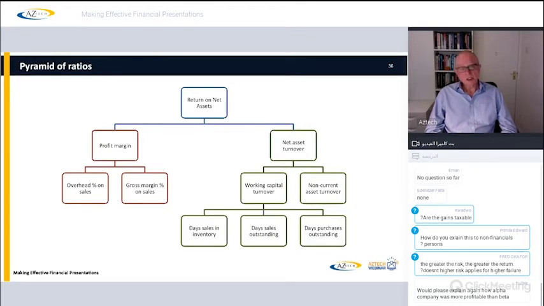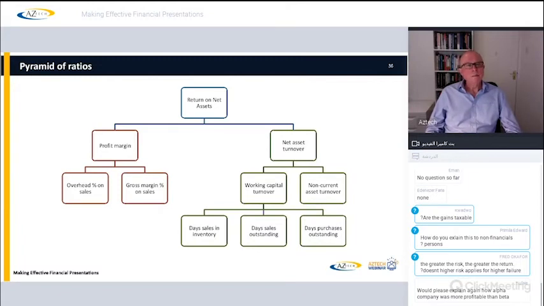We can look at that gross margin as a percentage of sales revenue. We can look at the fixed costs, the overhead costs in relation to sales, and those are also key measures of financial performance that drive profit margin. We can drill down further into net asset turnover and look at non-current asset turnover, fixed assets as we used to call them. We can look at working capital turnover, and indeed we can drill down further into working capital turnover. This is particularly important in manufacturing companies and trading companies. We can look at how efficiently we're managing inventory, how efficiently we're managing the receivables by measuring days sales outstanding, and how efficiently we're managing the payables.